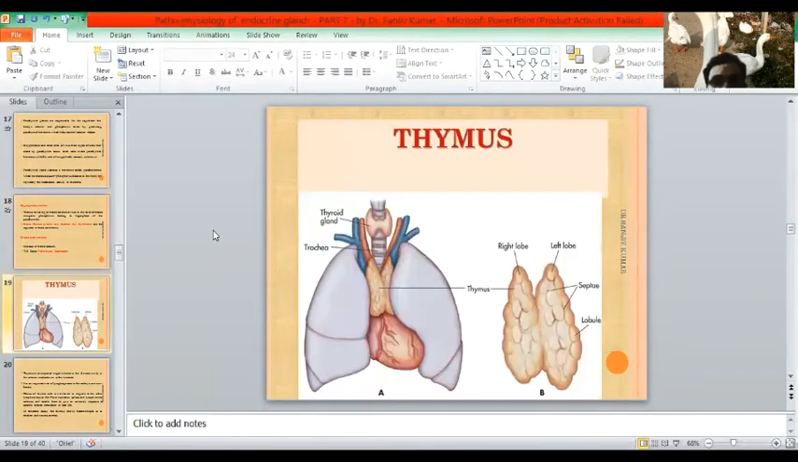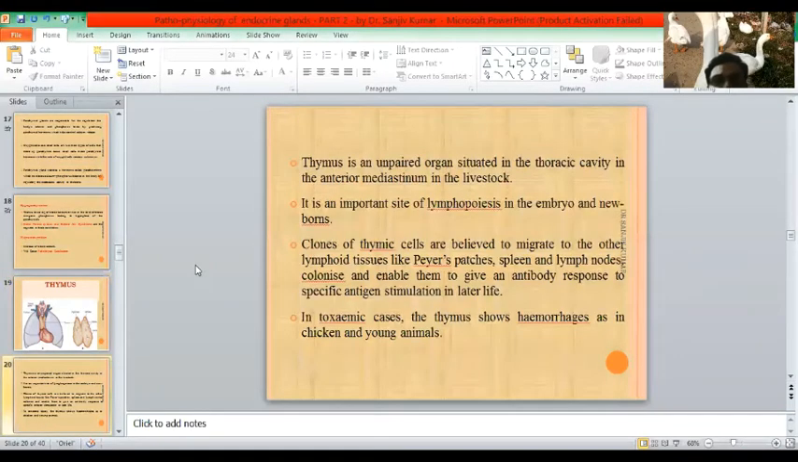Next to it is the thymus. So thymus is also a very small gland, it undergoes atrophy with age, and it is located in the space between the two lungs, which is called the mediastinum. The location of thymus is in the mediastinum, and it also has two lobes, right lobe and left lobe. It is a single gland having two lobes. So thymus is a single gland, not a paired gland, found in the thoracic cavity of the mediastinum.